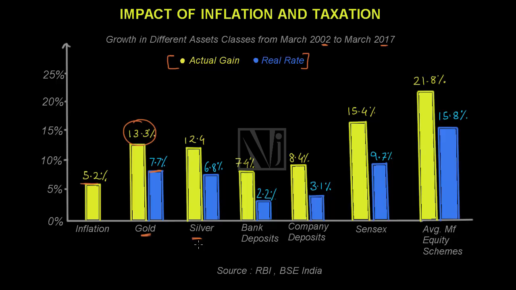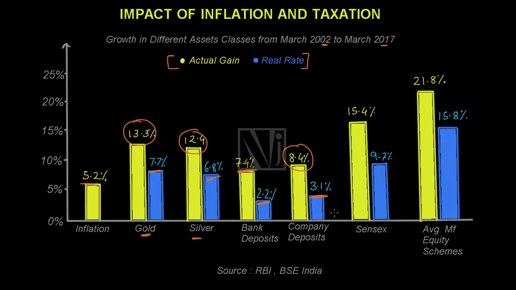Similarly, silver has given a return of 12.4% in last 15 years and the real return from silver is 6.8%. Bank deposits have given a nominal return of 7.4%, while real return is 2.2%. Similarly, company deposit has given a nominal return of 8.4%, while real return is 3.1%.